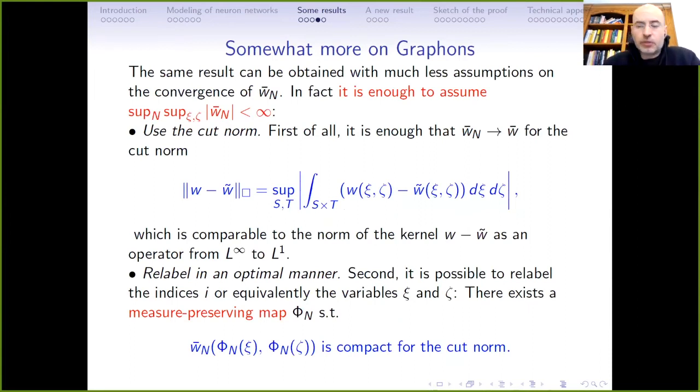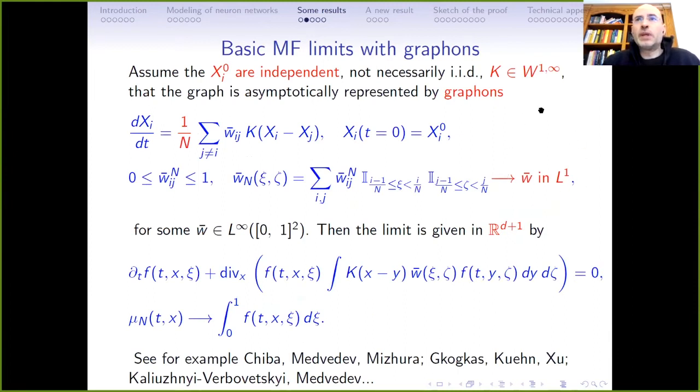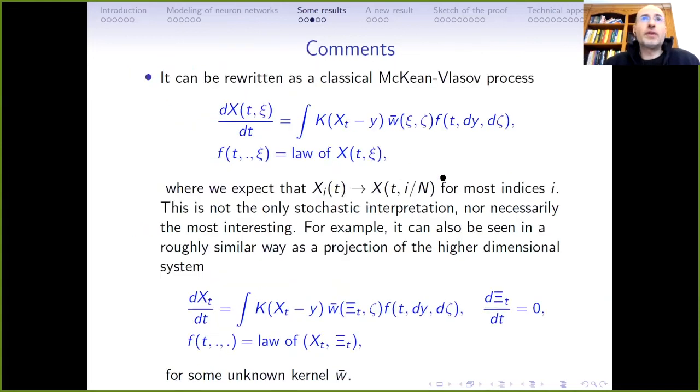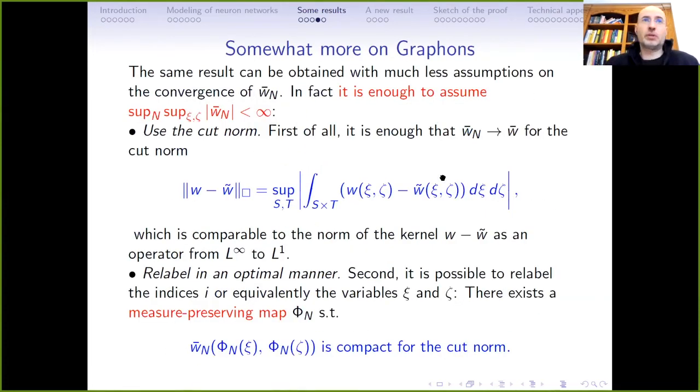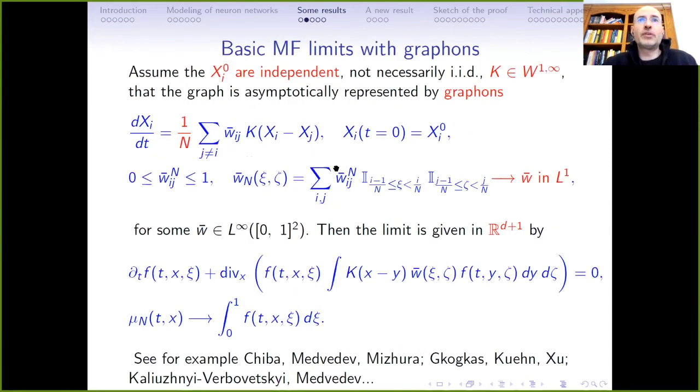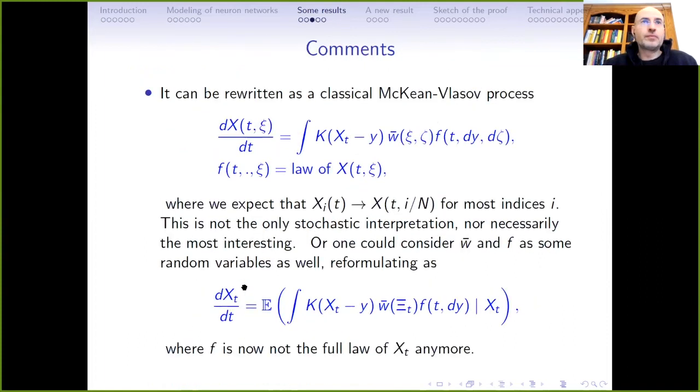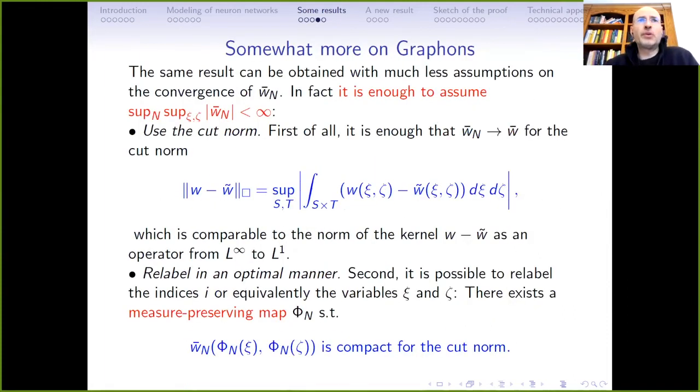But coming back to this, there was this big assumption here. And it turns out that, and that's the big thing about graphon, you can completely remove this assumption in that setting. So if I assume that I have a uniform bound on my W bar n, this rescaled object, then I will always be able to do this. And this is a combination of two key points. The first one is to use what is called the cut norm. And I put the exact formula here. It's not really important. You should think of it, this is not a strong Lp norm. It's actually the norm of a kernel seen as an operator from L infinity to L1.